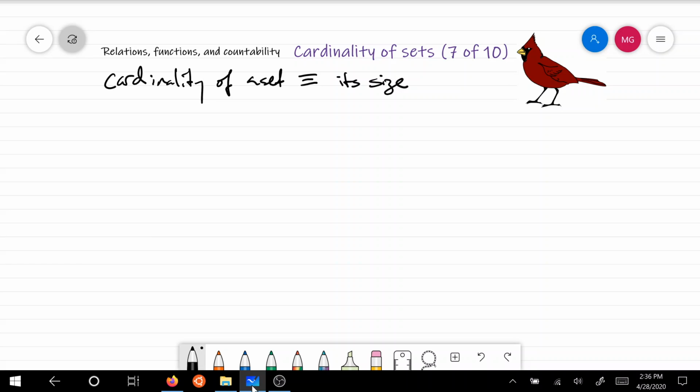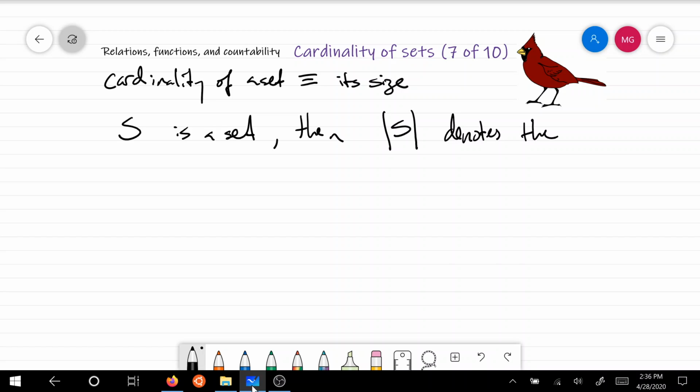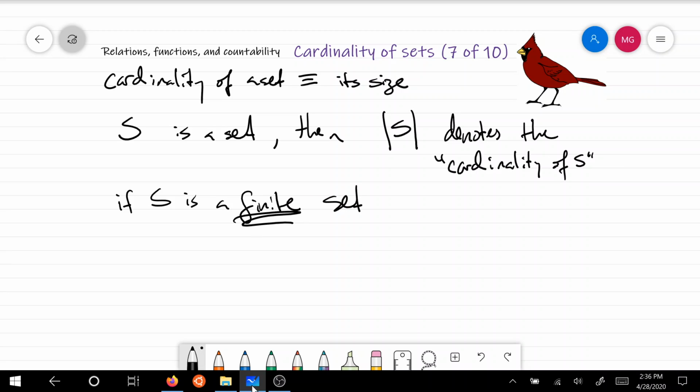So how does cardinality work? Well, the idea is that if S is a set, then this, which looks like absolute value, denotes the cardinality of S. If S is a finite set, the cardinality of S is just a natural number.